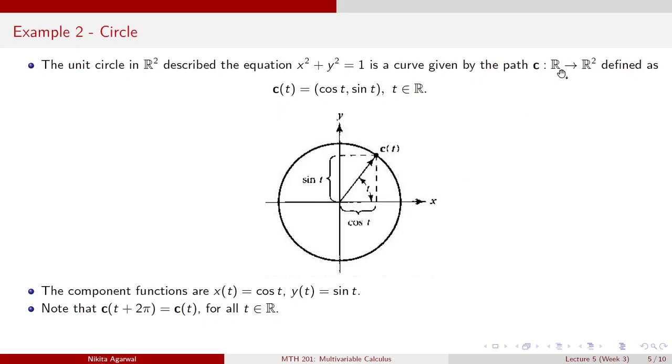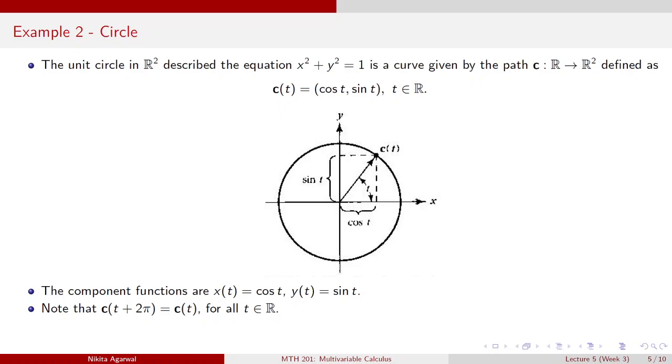So instead of this domain R, I could have taken the closed interval 0 to 2 pi. Even then you would get the circle. So this is a path whose equation is the same, but the domain is something more than necessary. That is okay. There will be a lot of repetitions. All we want is a function which gives you the image as this.